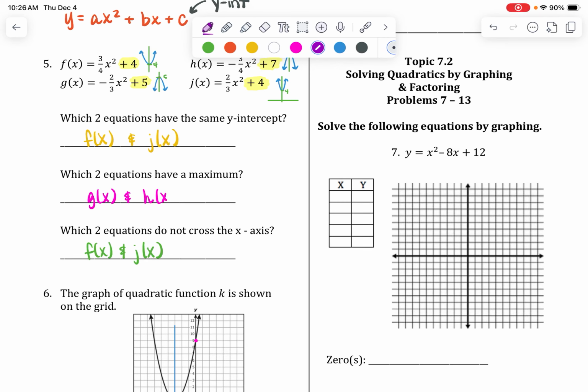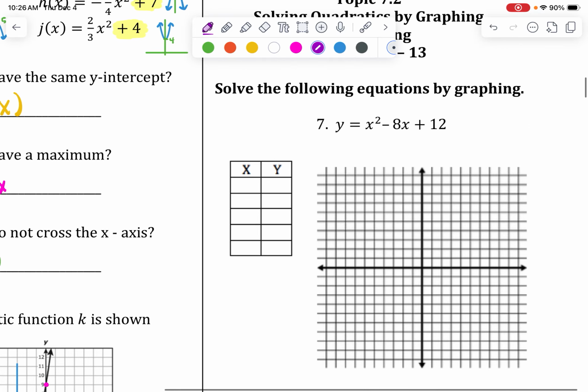All right, you guys, we are on to topic number 2. So this was where we learned to solve quadratics, meaning finding their x-intercepts by graphing and factoring. Clearly the graphing part is super simple because we're literally just going to be putting this in Desmos and copying the graph down and figuring out where it crosses the x-axis.